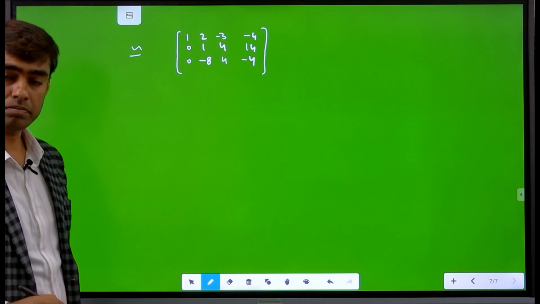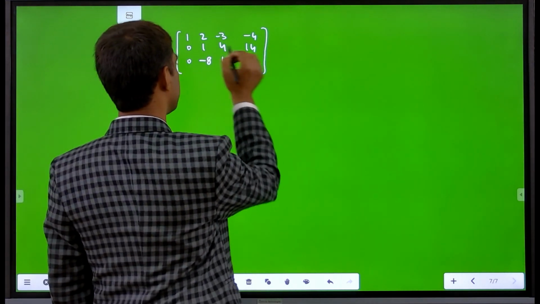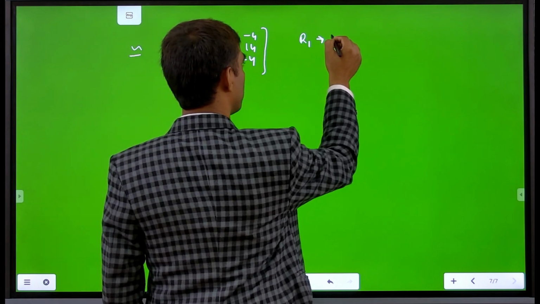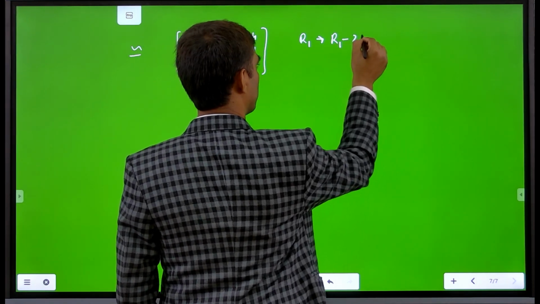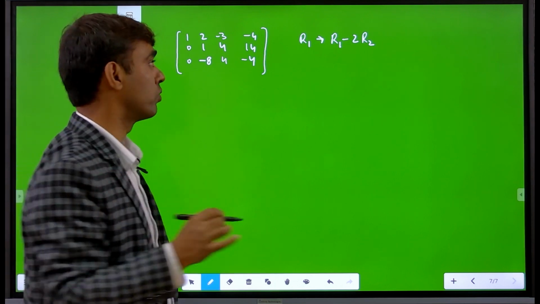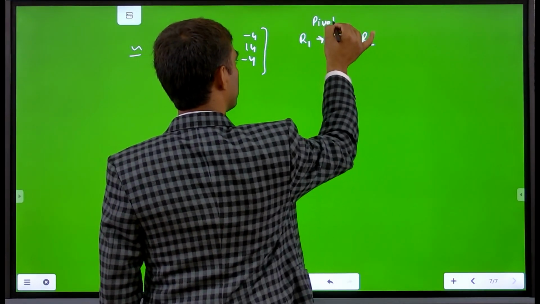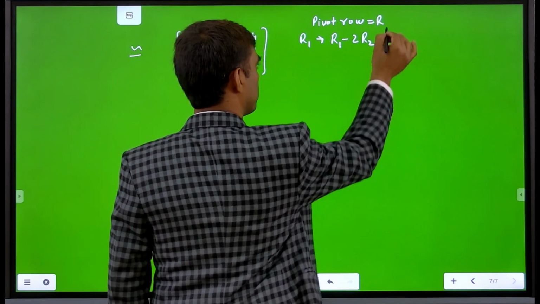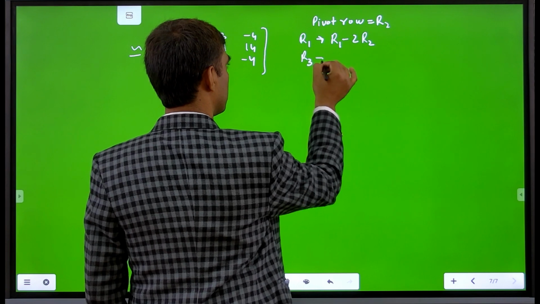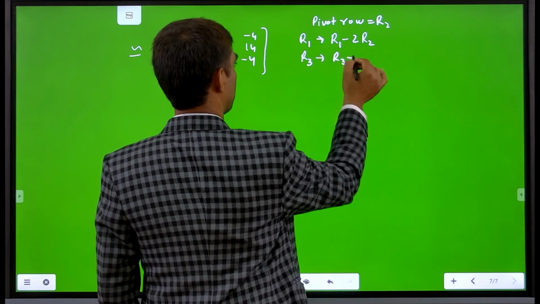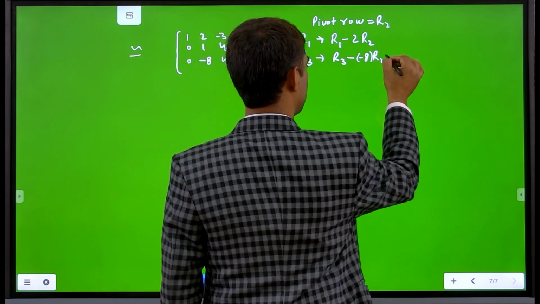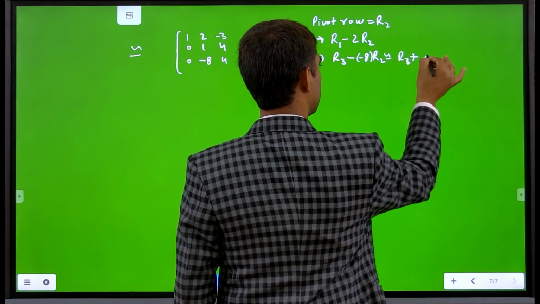Now we perform the elimination of the second variable, and the pivot row is the second row. So we perform R1 tends to R1 minus 2R2. Only we perform the multiplication and division in the pivot row. Here pivot row is R2. So R1 tends to R1 minus 2R2, and R3 tends to R3 minus minus 8 R2, and this one is equivalent to R3 plus 8 R2.